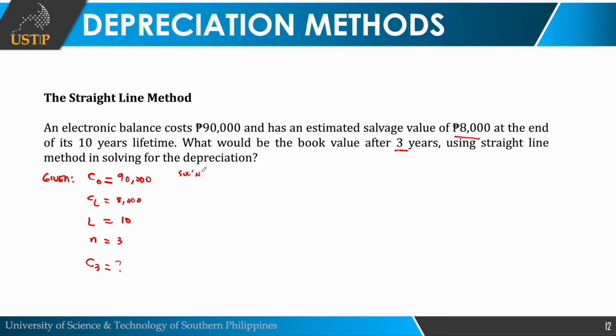Okay, let's solve using straight line method. So, we need the annual cost of depreciation. So, that is the original cost minus the salvage value over the useful life. Okay, so that is 90,000 minus 8,000 over 10. That means we have an annual cost of depreciation ng 8,200.